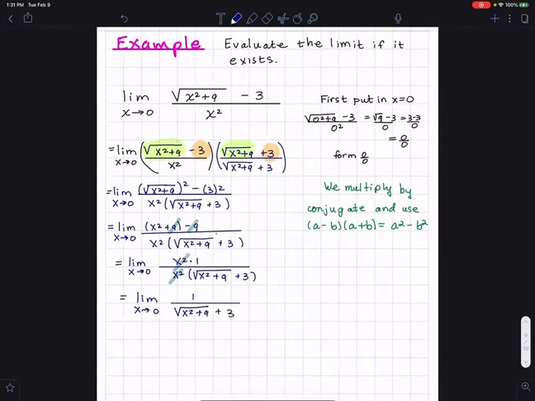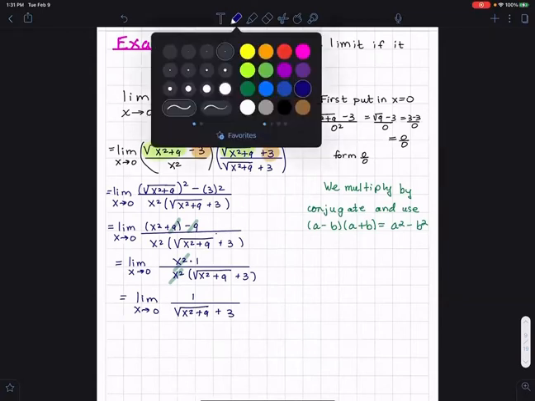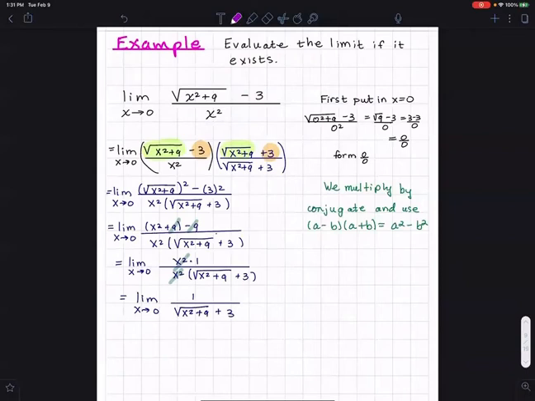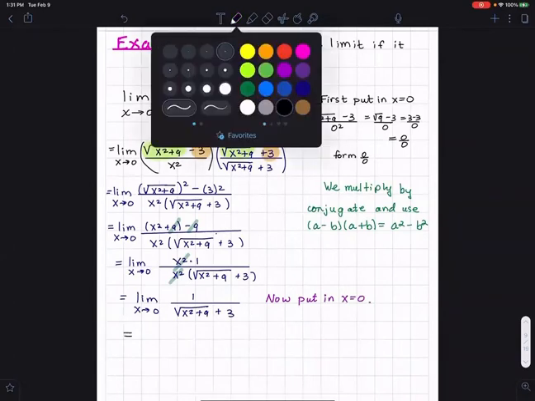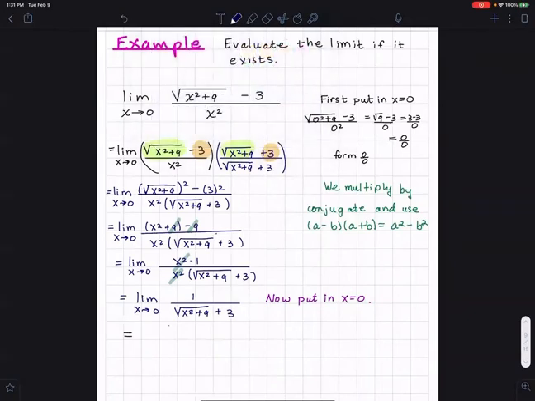Now, see, the x squared was the problem that was making it undefined, but we can now put in 0. There's not going to be any problem. So now put in 0. Well, I don't think there's going to be a problem. No, there isn't. Okay, I can look ahead. So now put in x equals 0, and I get 1 divided by radical 0 squared plus 9 plus 3.